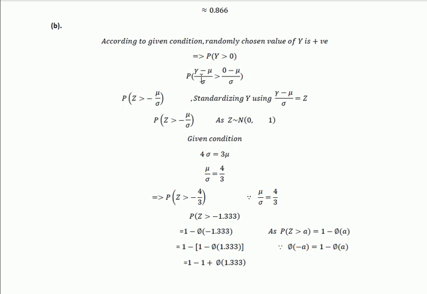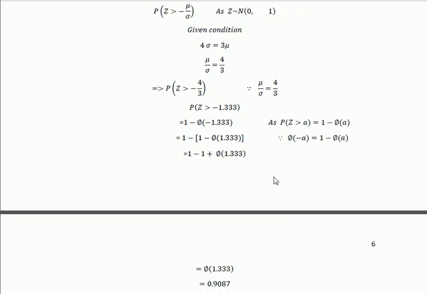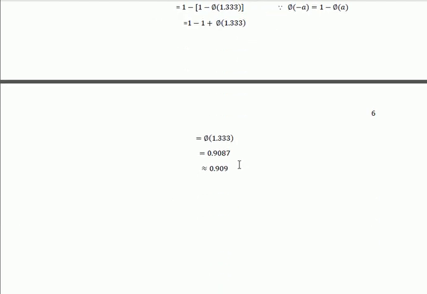Now we convert into the standardized value. We get P of z greater than minus mu over sigma. According to the given condition, 4 sigma equals 3 mu, so mu over sigma equals 4 by 3. By putting the value of mu over sigma in the inequality, we get P of z greater than minus 4 over 3, which is P of z greater than minus 1.333. In case of a greater-than inequality, we subtract from 1. So 1 minus phi of minus 1.333. After simplification, we get the probability equal to 0.90.